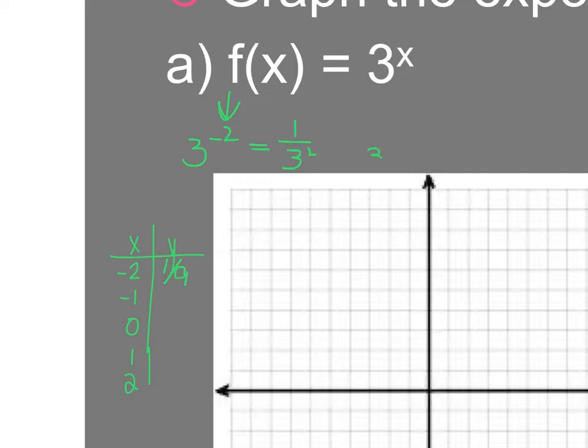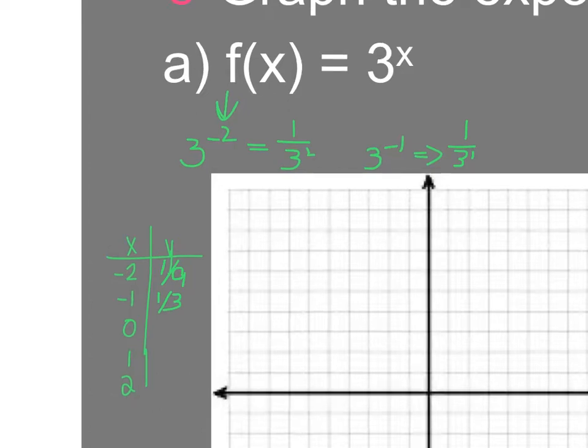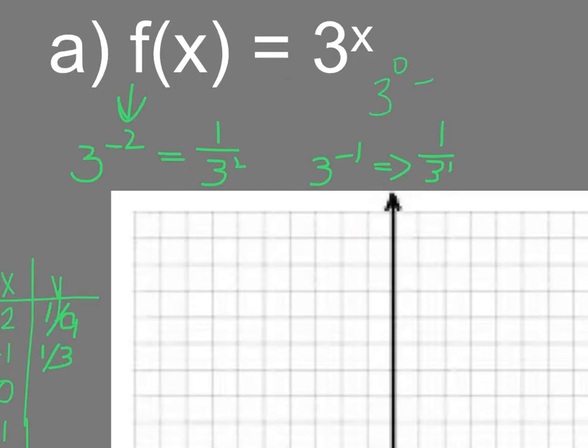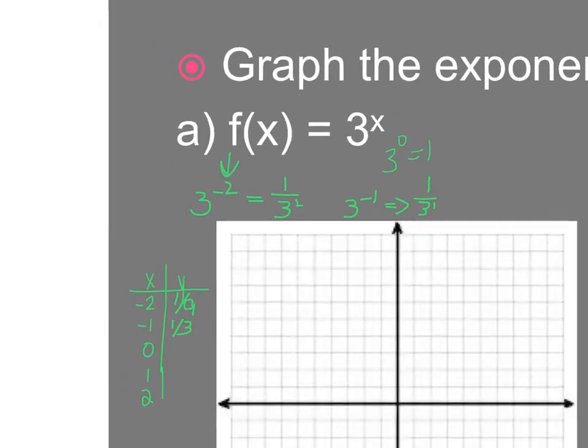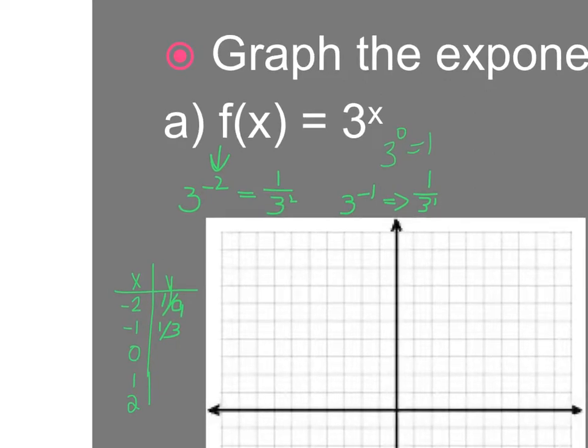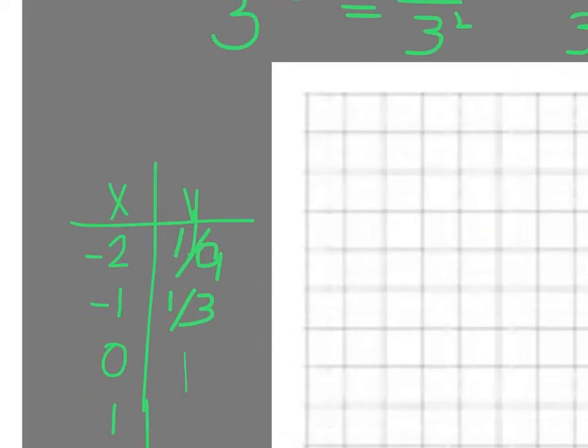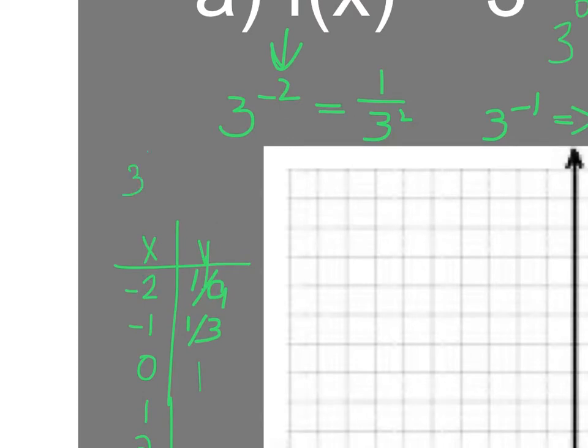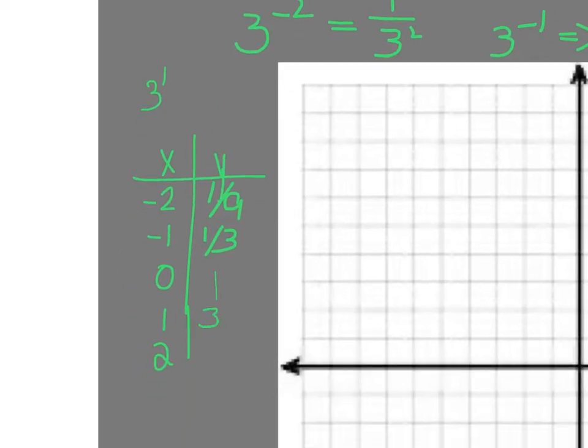So now if I evaluate with -1, how do I rewrite that? 1 over 3 to the first, so it's really what? 1/3. Now I plug in 0. If I have 3 to the 0 power, what does that equal? Guys, anything to the 0 power? 1. Good. And then it's easy. Then I have 3 to the first power, which is 3. Then I have 3 to the second power, which is 9.